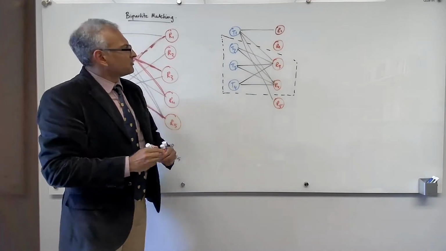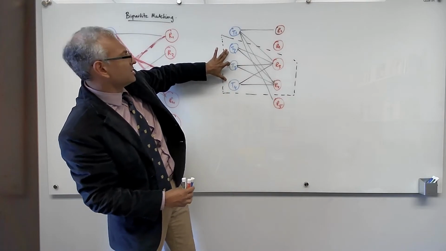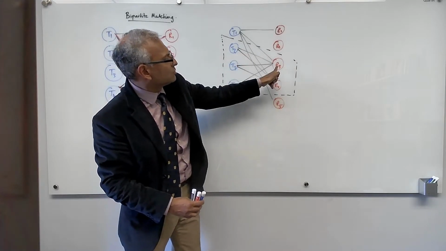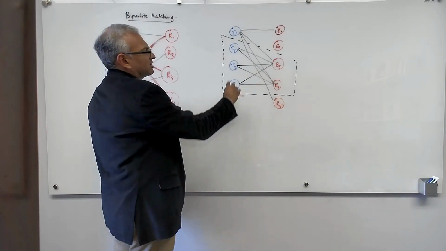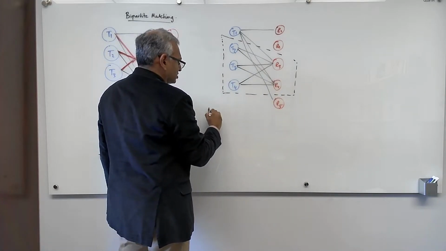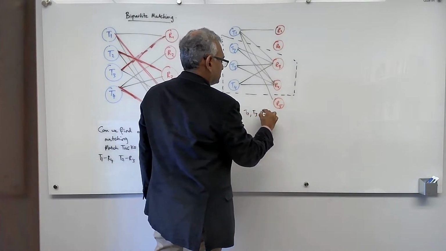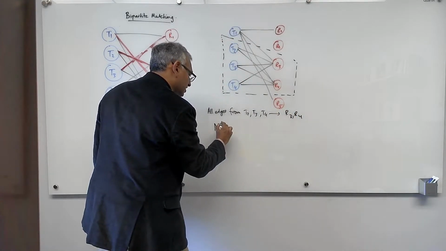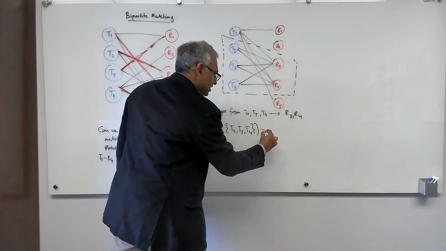If you look at T2, T3, and T4 as a collection of 3 vertices, we can look at where all their edges go. And all their edges go to these two vertices, R3 and R4. One convenient way of referring to this is to say that the neighborhood of T2, T3, and T4 is R3, R4. So all edges from T2, T3, and T4 go to R3, R4.